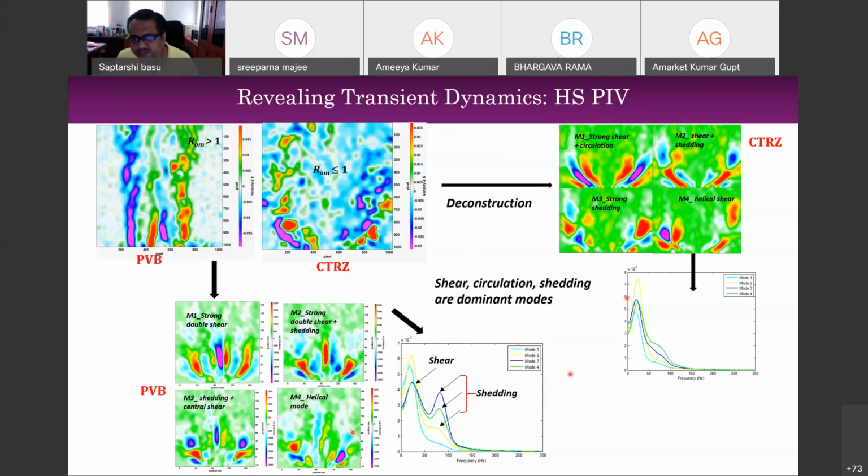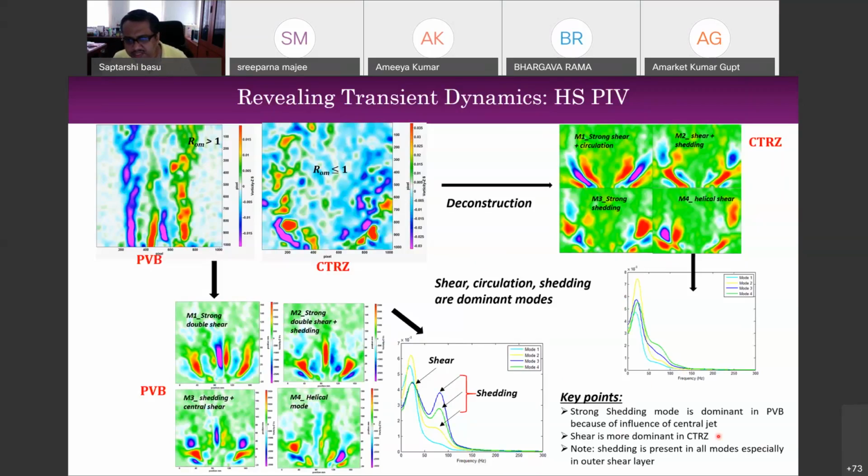It is kind of suppressed. So this information can only be provided when you actually do a high-speed realization of the flow field, which is not there, as you saw in the previous slides, on the time-averaged flow fields.